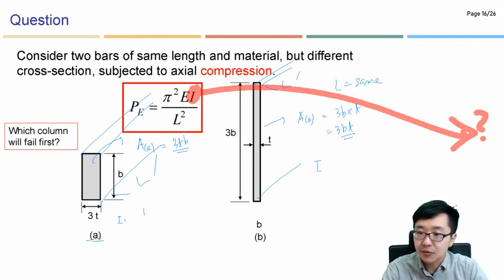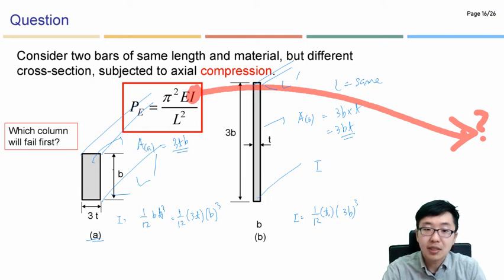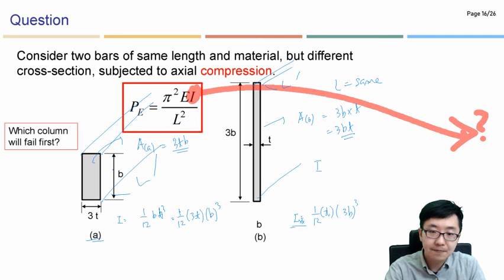I in this case is 1 over 12 bt cube. So 1 over 12 3t b cube. And in this case 1 over 12, b is t, and height is 3b. Sorry, this should be height cube. So this must be much better than this one. But here, what you need to remember is I'm talking about Ixx values.